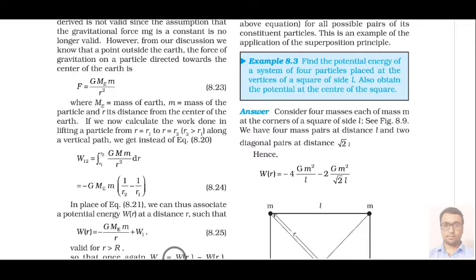Today we will start with some numerical examples based on the topic of potential energy, or gravitational potential energy. Here we have example 8.3. In this example, we have to calculate the potential energy of a system of 4 particles placed at the corners of a square of side L.